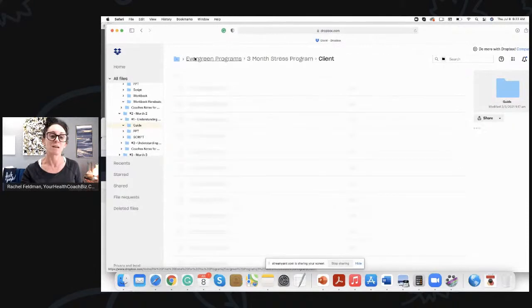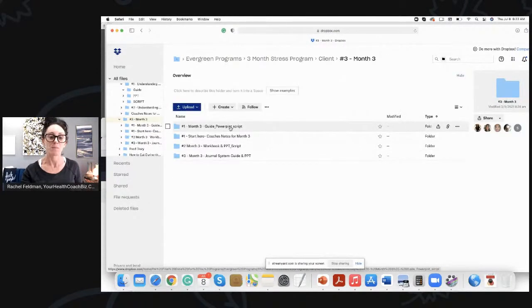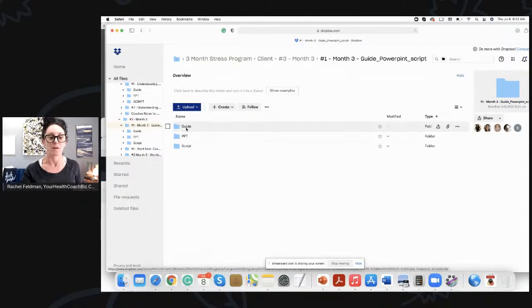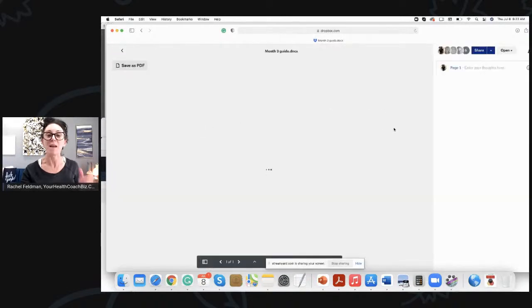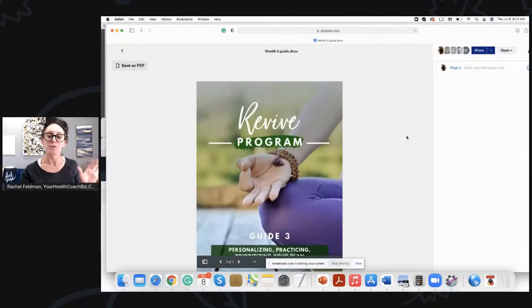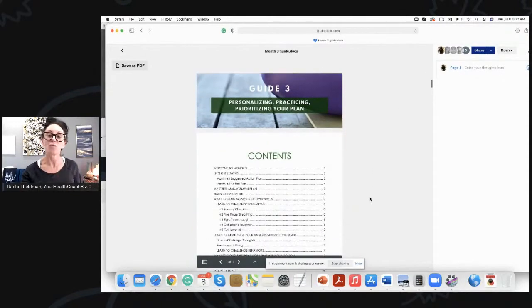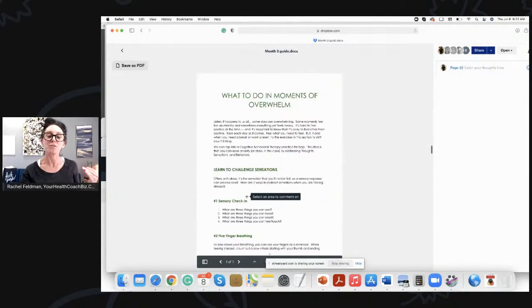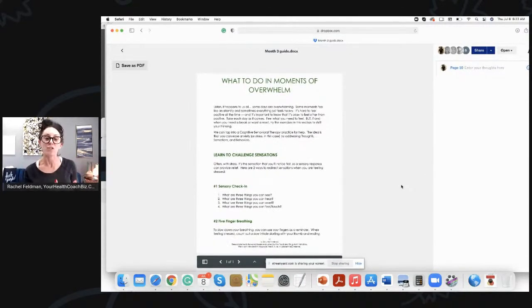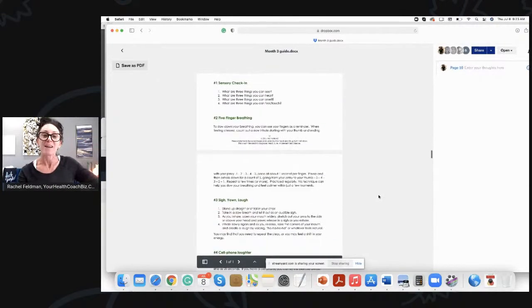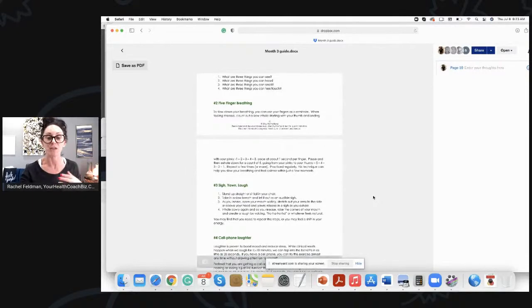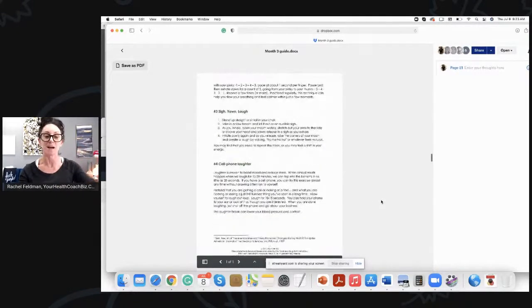And then in month 3, we can pull out and make a fancy acronym, a fancy title: personalizing, practicing, prioritizing your plan, which means at that last step, how do you do the check-ins? How do you actually catch yourself? Because in that 3rd month of this hero journey, this signature process, it's how do we catch ourselves to not go back into those stressful situations? How do we actually do these different steps?